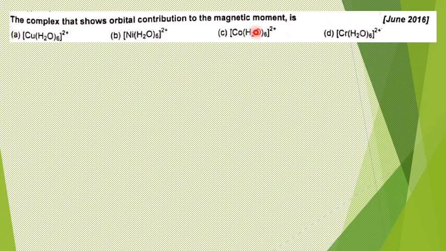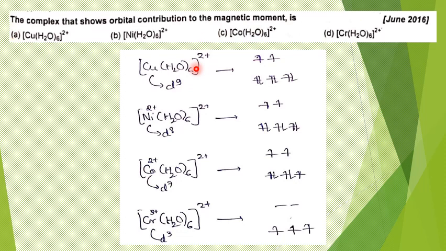Fine, let us come back to this question again. If you come back to this question again, it is the same method, so I will not again go into detail. See here, it has been worked out. This is a D9 system, electrons have been distributed, D8, D7, D3, how it comes to this.